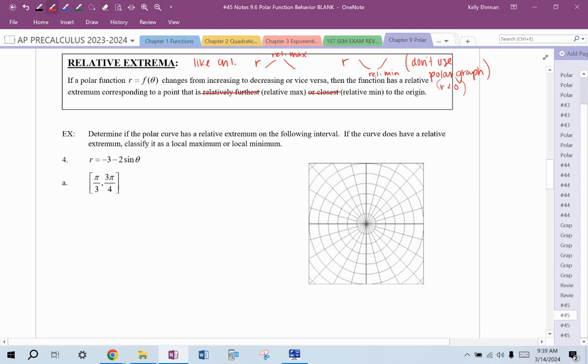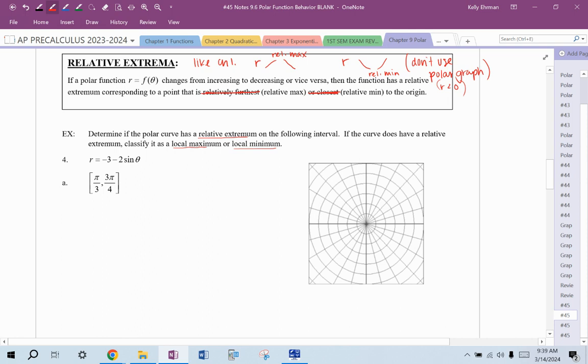We're just finding relative max, relative min. If we want to know if a graph is close to the origin or getting closer to the origin, we will use what we learned yesterday: the sign, plus or minus, of R and the fact that R is increasing or decreasing. Okay, so determine if the polar curve has a relative extremum on the following intervals. So that means, is there a relative max or min? And if it does, classify it as a local or relative maximum or minimum.